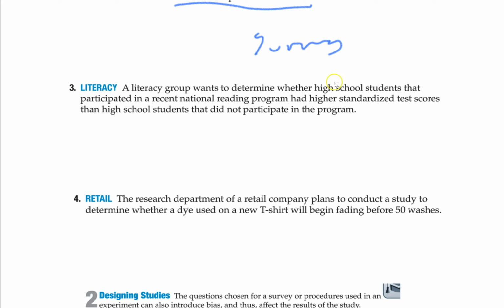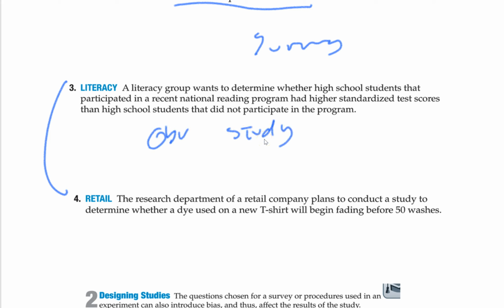The research group wants to determine whether high school students that participated in a recent national reading program had higher standardized test scores than high schools that did not participate. Some people might say survey here, like just question them, but I think you'd be afraid that they're not going to get the right answer. Experiment would be another option, like, oh yeah, you're good at reading, I don't care, we're going to put you in this, you're bad at reading, we're going to put you in the reading program. Oh, you're good at reading, we're not going to put you in it. So that's not good. This is an observational study.